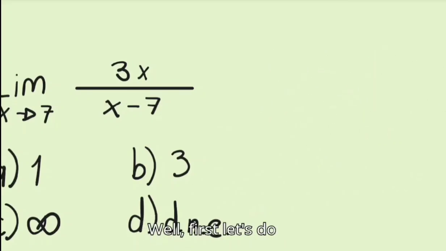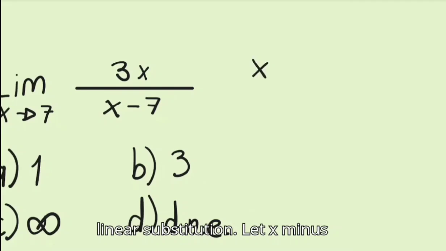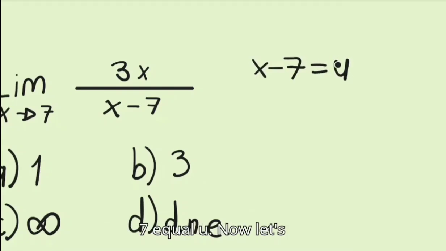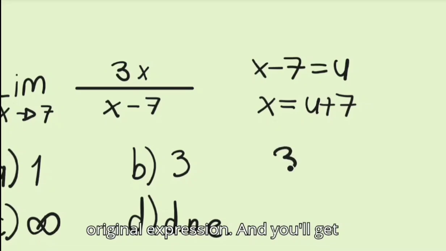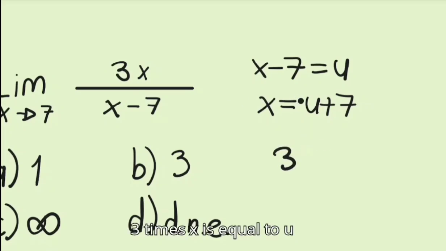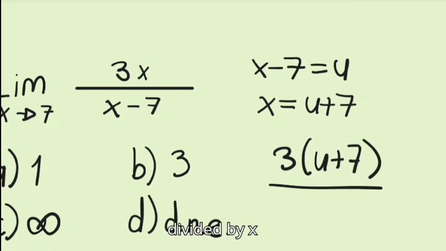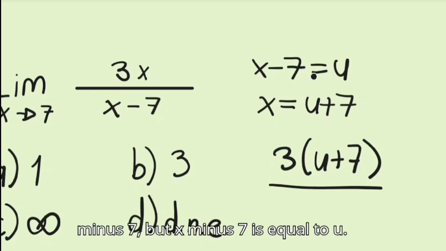Well, let's do a linear substitution. Let x minus 7 equal u. Now let's solve for x, which, if we add 7 on both sides, x is equal to u plus 7. Now substitute x and x minus 7 with u plus 7 in your original expression. You'll get 3 times x over 7. So u equals x minus 7.